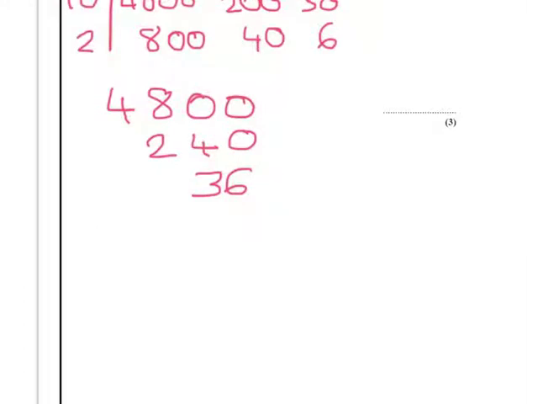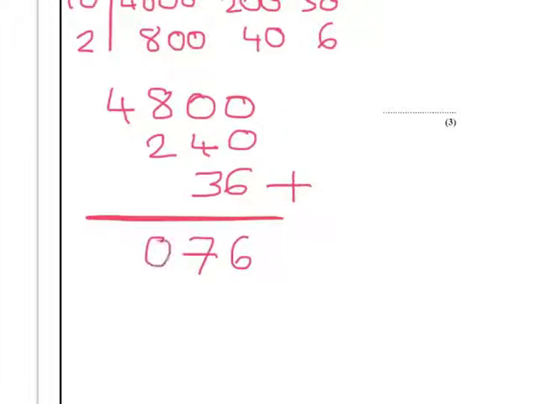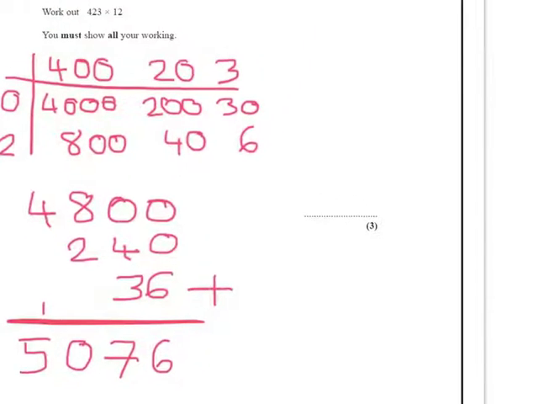So if we now just add those together, that's going to be 6 in this column, 7 in this column, 10. So what we do is put the 0 there and carry the 1, and 4 plus 1 is 5. So the answer is 5,076. So I'm going to come over here, 5, 0, 7, 6. That's it, that's your 3 marks.